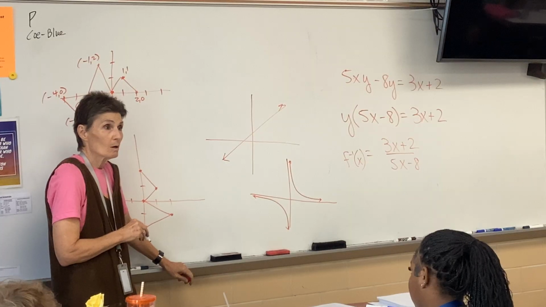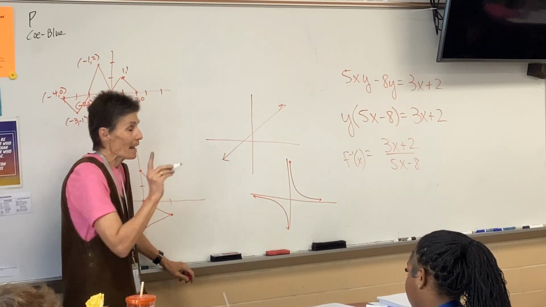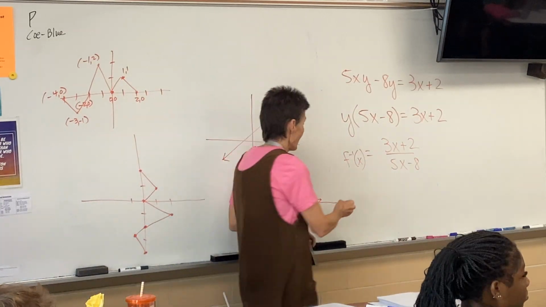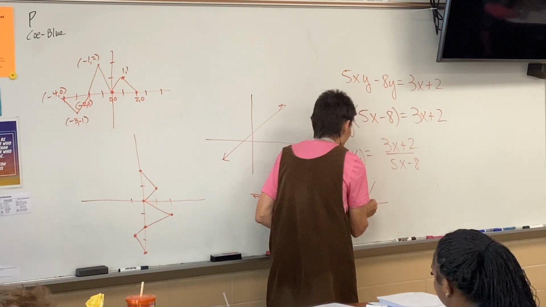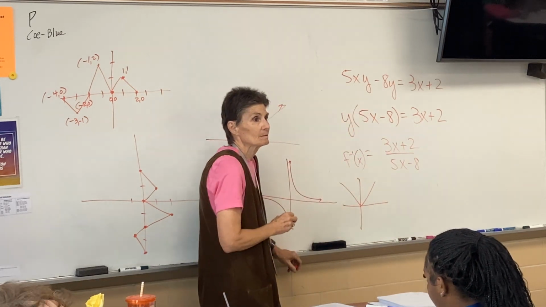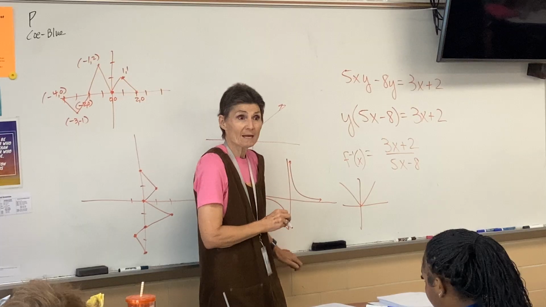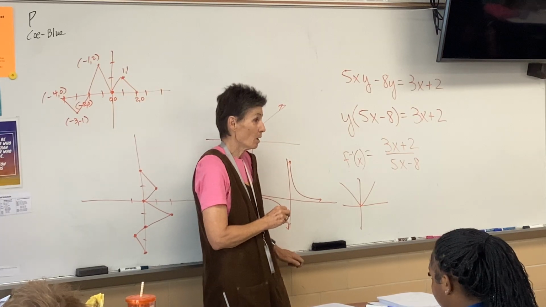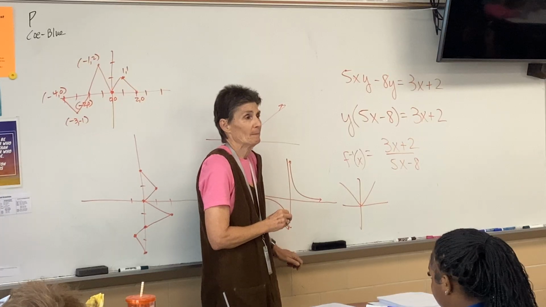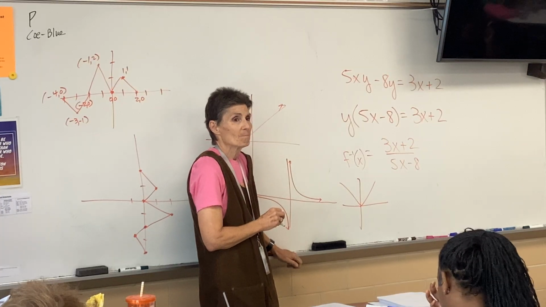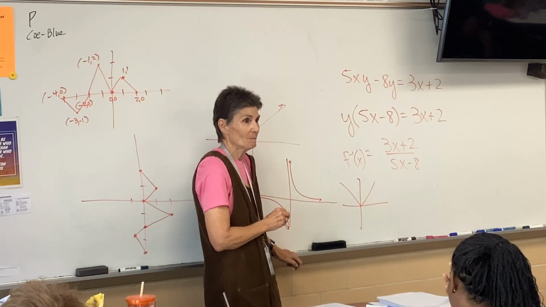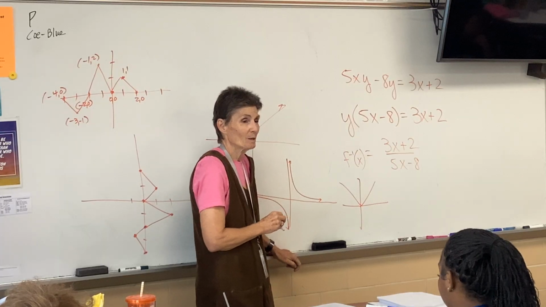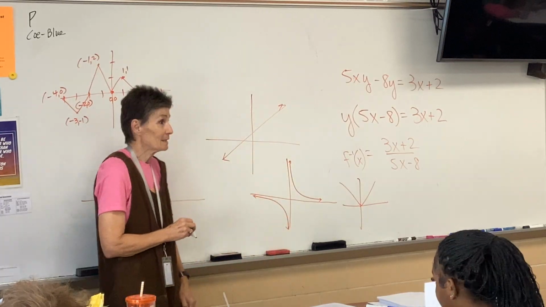What about absolute value? No, absolute value doesn't pass horizontal. What about cubing? Will cubing pass both? It's one-to-one. How about logarithm? Yeah. How about exponential? Yeah, those guys are one-to-one also. Square root, yeah.